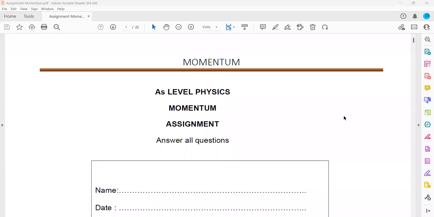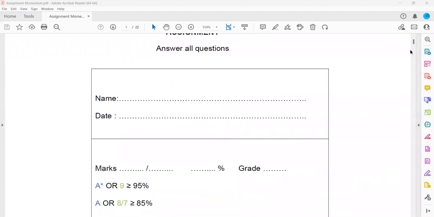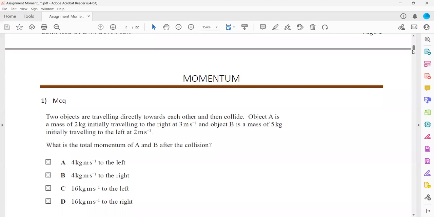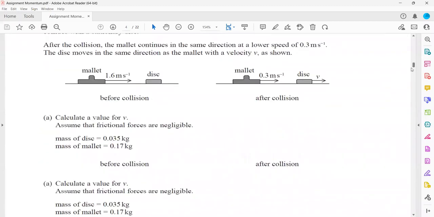So this assignment is related to the topic momentum. I have solved the first 12 questions. After that session, I will share the recording with you.